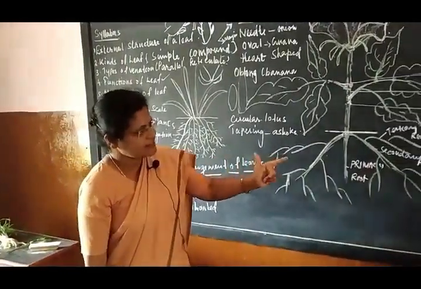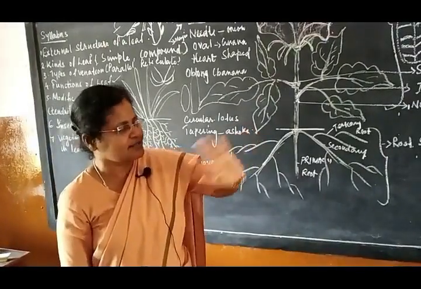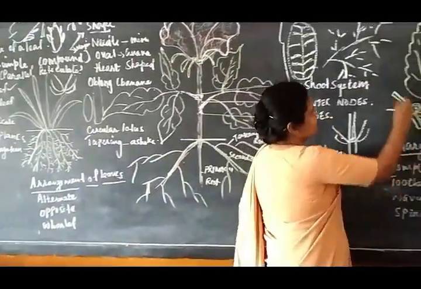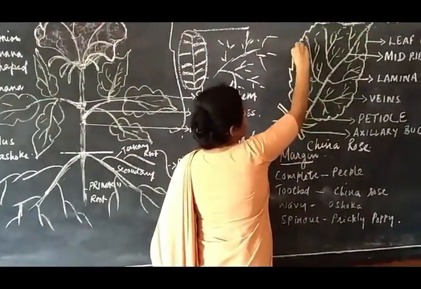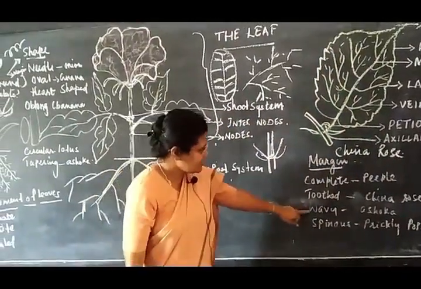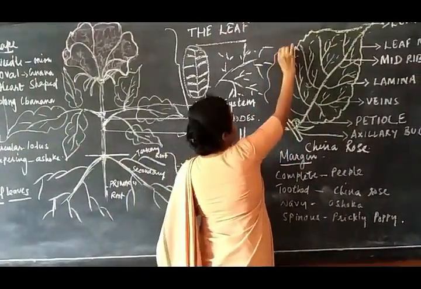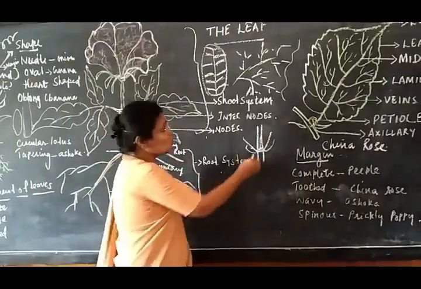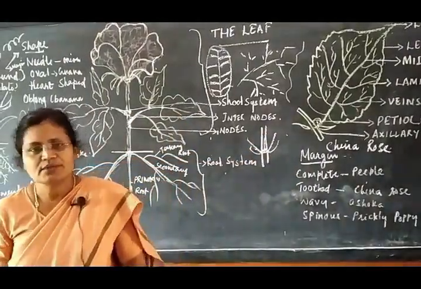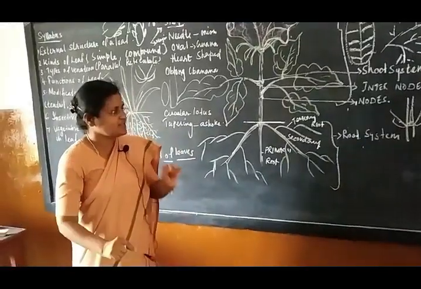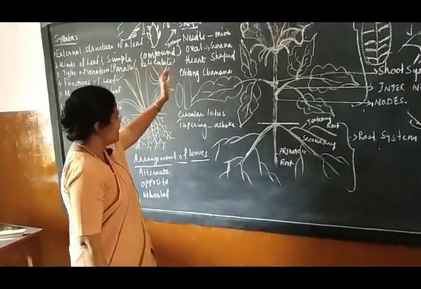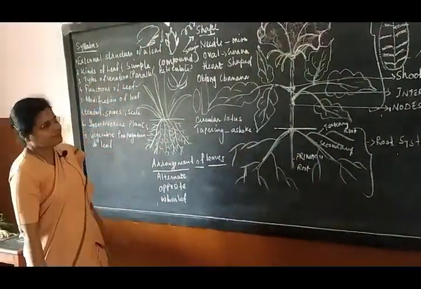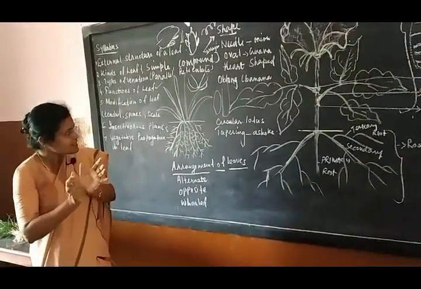Then, basing on the margin, there are leaves which have a smooth, even, complete margin. Then there are leaves which have a toothed margin, just like a tooth. Then there are leaves which have a wavy margin, examples being your mango leaf and your ashoka leaf. Then there are leaves which have thorns, that is, the spinous prickly poppy, which has spines. So basing on the shape, margin, arrangement, and the number of leaves present on a single petiole, we have the kinds of leaf.